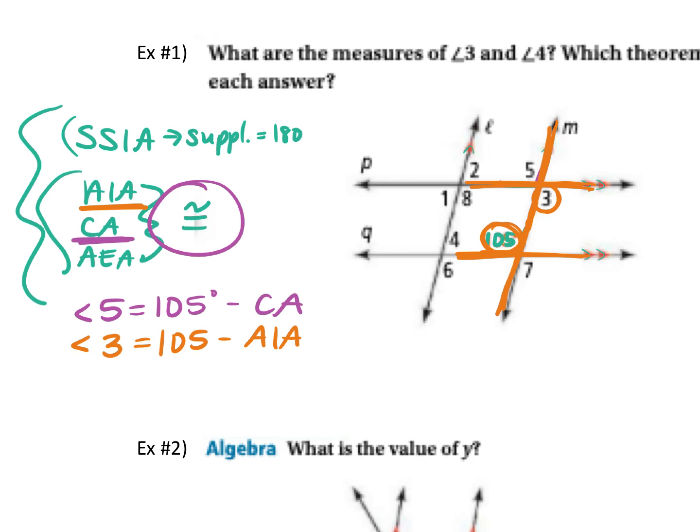Okay, now look at this. This one's 105. And then we have this angle 4. That means these are our parallel lines, and this is our transversal. What type of angles are the 105 and the 4?